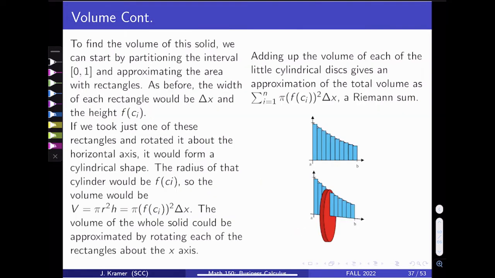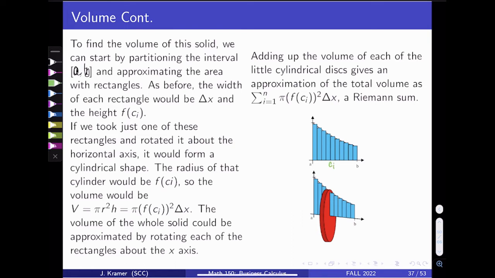To find the volume of the solid, we can start by partitioning the interval, and this should say from a to b, not just restricted to 0 to 1, and approximating the area with rectangles. As before, the width of each rectangle will still be delta x, and the height will be the function value at a particular value on the interval. So we'll call it f of c sub i, where c sub i is just somewhere in this interval.